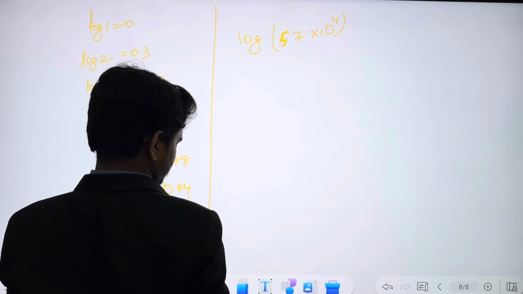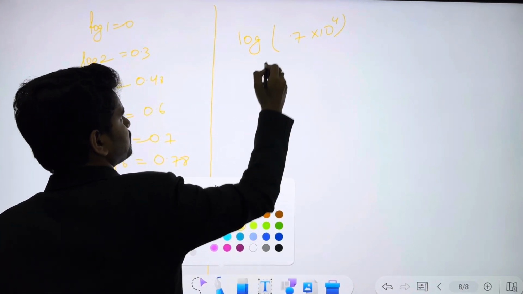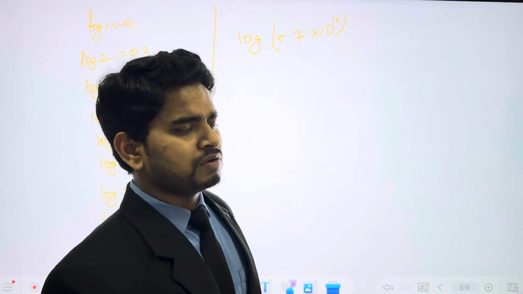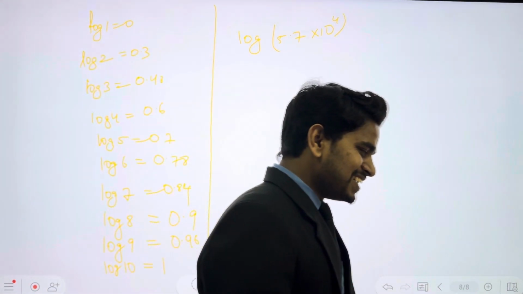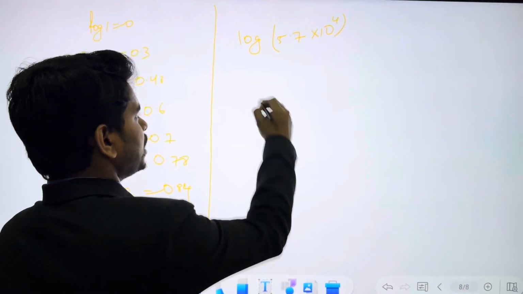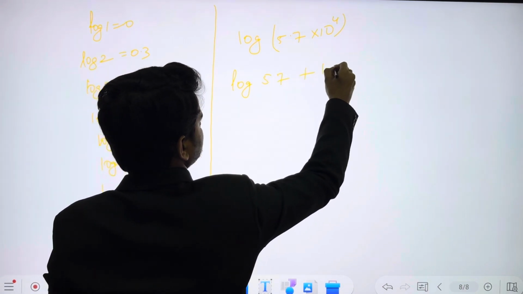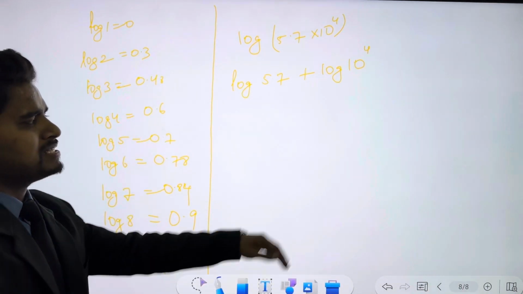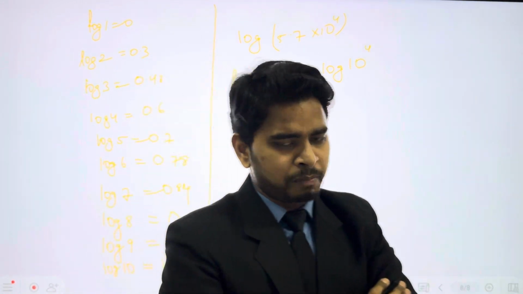Don't just watch the video. Think on your own first of all. Pause the video, and then try to solve on your own. How exactly will we do it? We have two things in multiplication, so we will write this as log 5.7 plus log 10 to the power 4. We know log a into b can be written as log a plus log b.